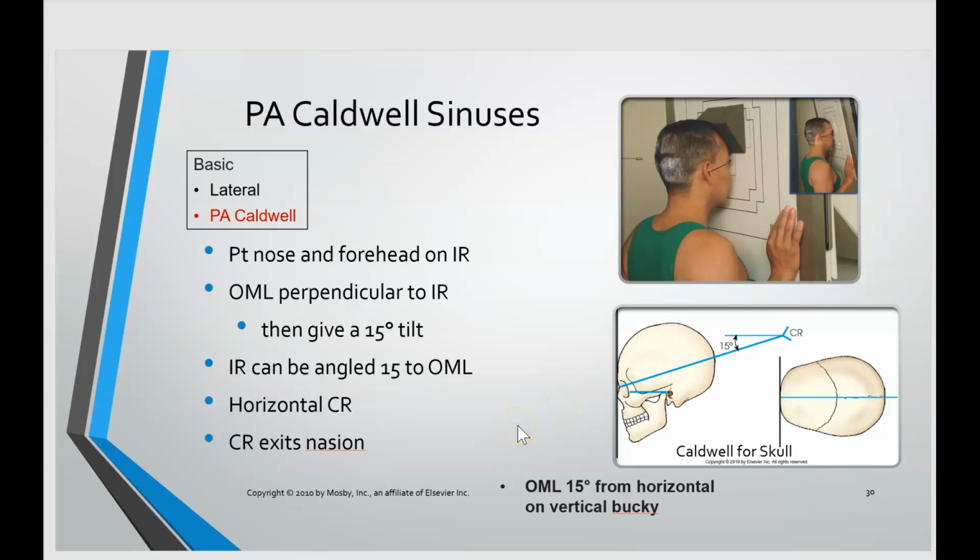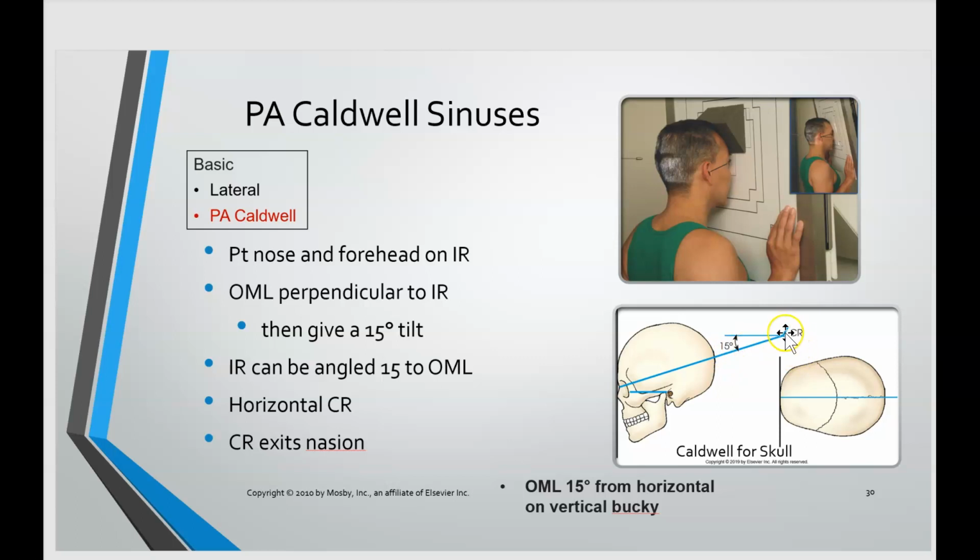Okay, and remember we talked about in sinuses, we do not want to angle our central ray because that will make that air fluid line fuzzy. It'll distort it. So we don't want any angle on our central ray. So we need to resolve that issue. So we still want a Caldwell image, but we can't angle our central ray. So what do we do? In this illustration, it shows that the central ray is being angled downward, caudad 15 degrees.